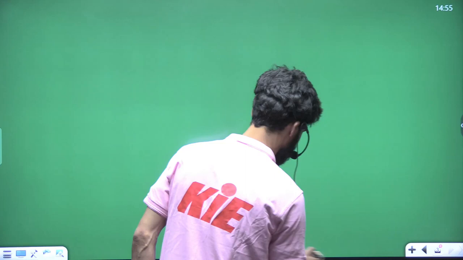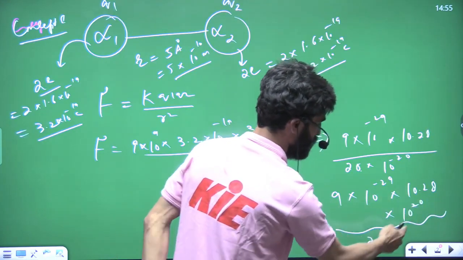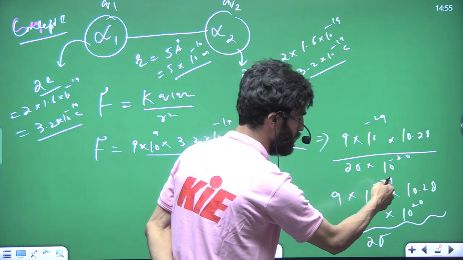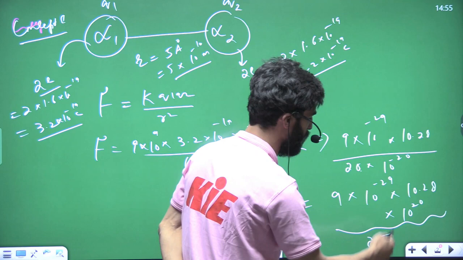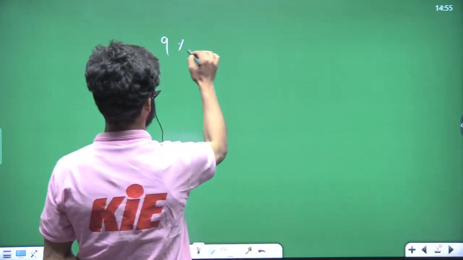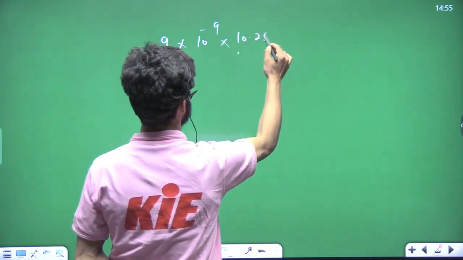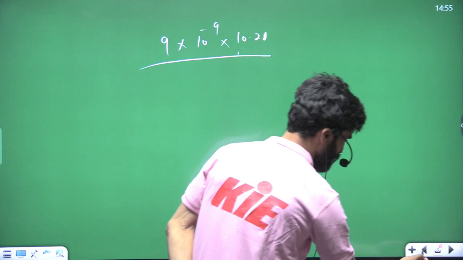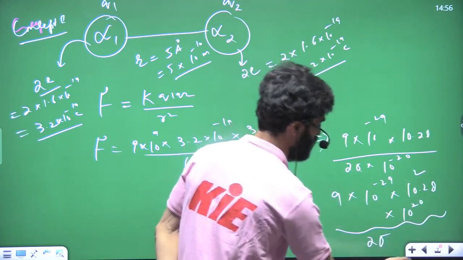If you go to the back slide, the calculation is 9 into 10 the power minus 29 plus 20, that's going to be minus 9. So we are going to have 9 into 10 the power minus 9 into 10.28, okay beta, divided by 25.